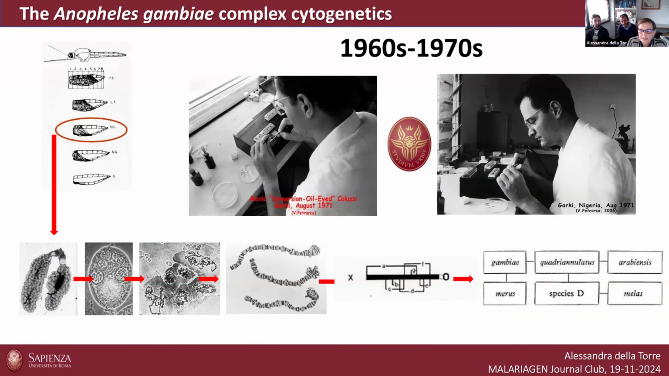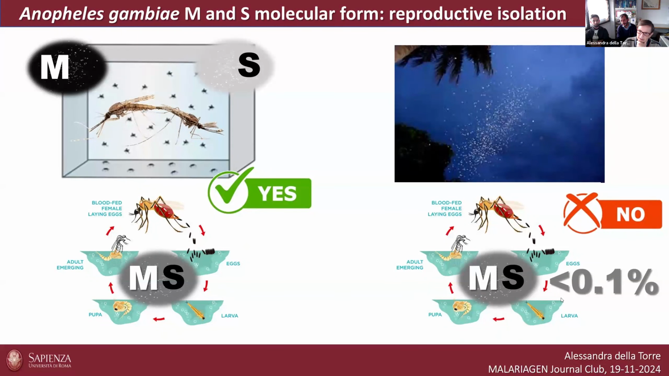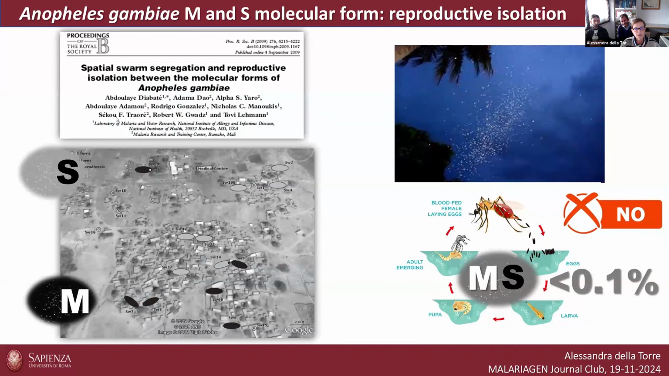So actually there is a low rate of meeting of males of one form with females of the other form, and probably other pre-mating mechanisms that complement the swarm segregation. And basically, the general view is that we observe less than 1% hybrid individuals in the field. And here you can see very interesting work on spatial swarm segregation by the group of Tovi Lehmann and Diabate, showing that in a single village, repeatedly, day after day, the males of the two forms form swarms in different sites associated with different visual markers.